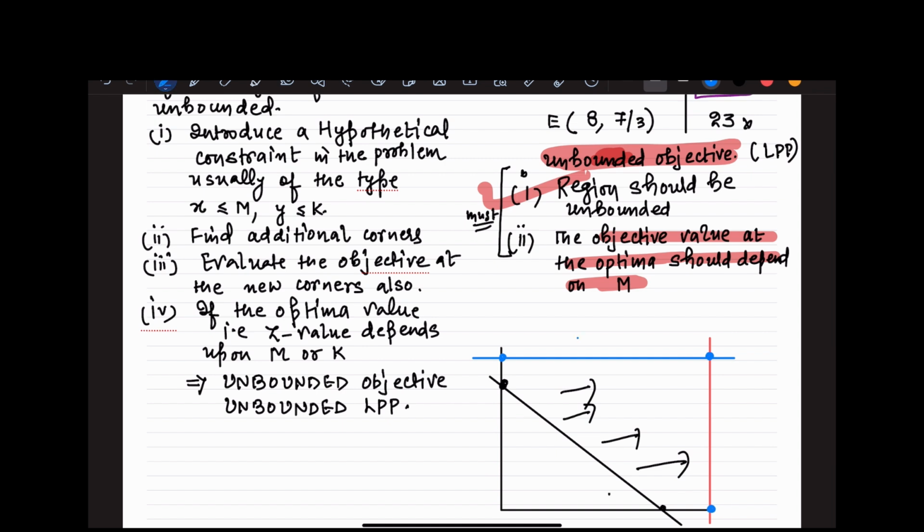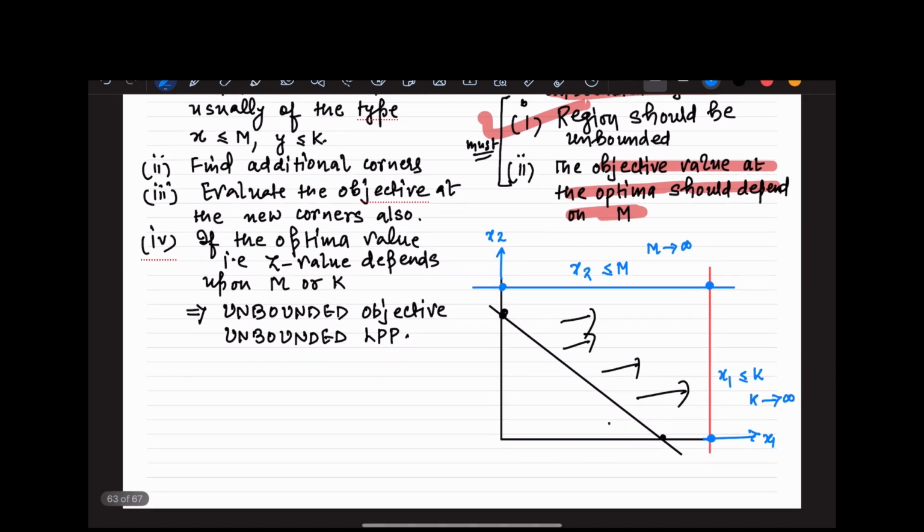इस ब्लू वाली कंस्ट्रेंट को क्या बोल सकते हो आप, इस ब्लू वाली को कह सकते हो इफ दिस इज say x1 and this is x2, so this can be x2 less than equal to m where m is very large, और इसको बोल सकते हो आप x1 less than equal to k where k is very large. Okay, so this is the simplest way to bound your region. There can be other ways also.